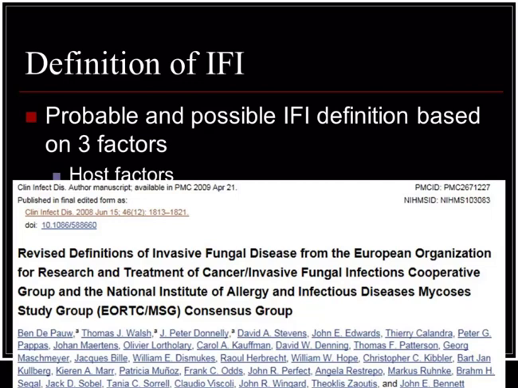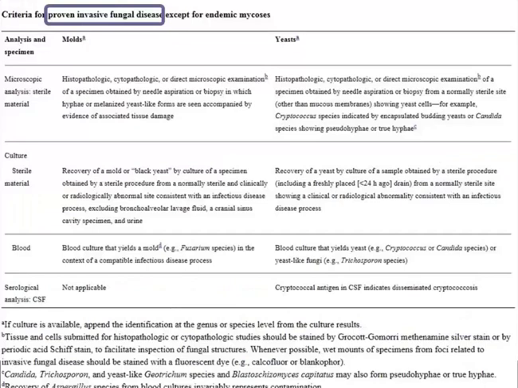As you can see, Dr. Bennett's last name is there because he is the senior or premier mold gentleman we have available to us. The columns are analysis and specimen. You have molds versus yeast, and then it breaks down into microscopy and culture. Is it from a sterile site, like someone's CNS? Is it from blood? Is it from CSF? There are special antigens, as you can see under yeast for CSF. There's cryptococcal antigen in CSF, which would be more consistent with disseminated cryptococcus.